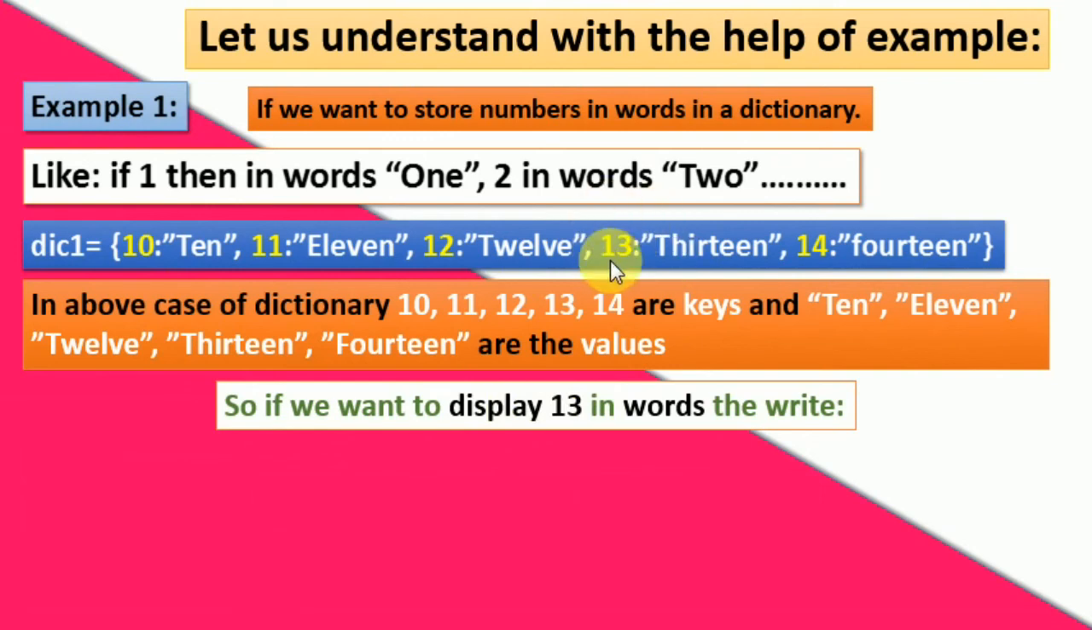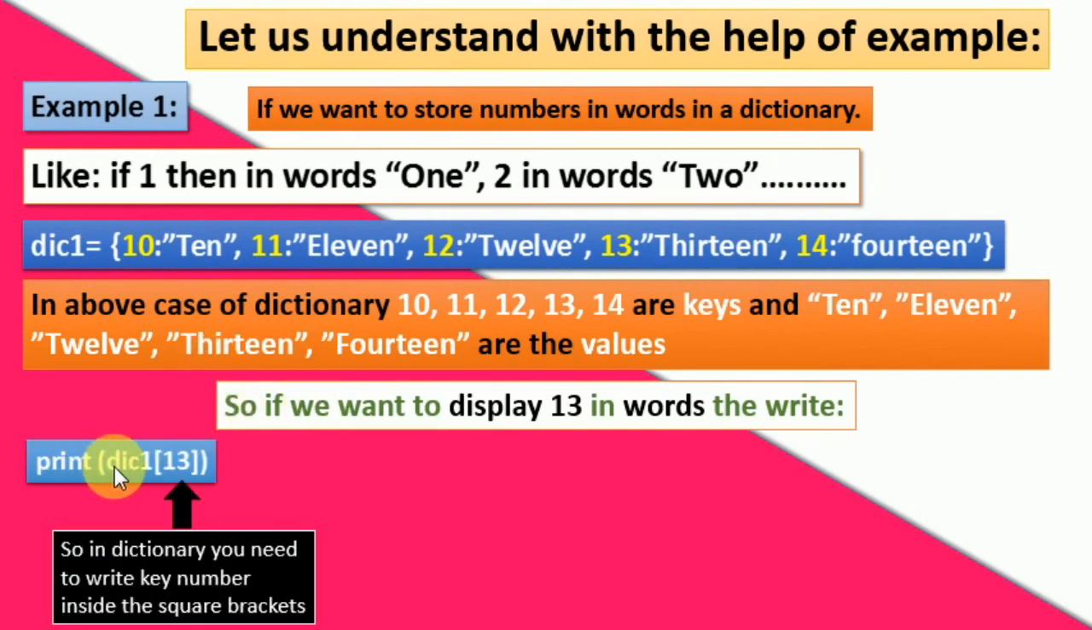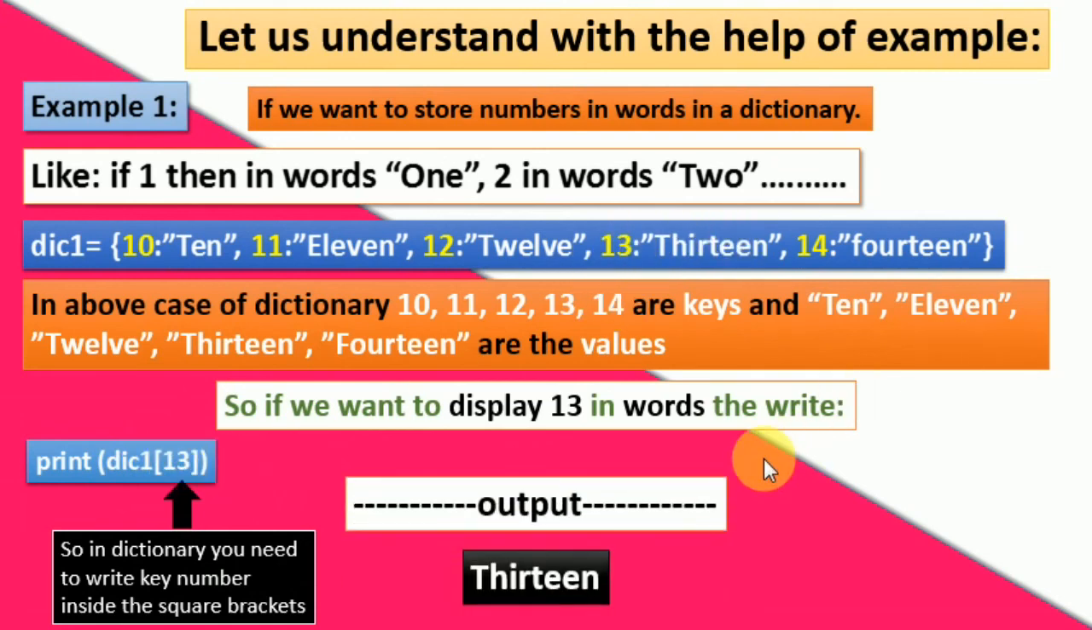1, 3. So what I am going to do is write down the same pattern that we are using, the slicing method, that is print dic1[13]. So it will show me the value in words. It will give me the output like this. I'm going to show you practically also how it is going to work.